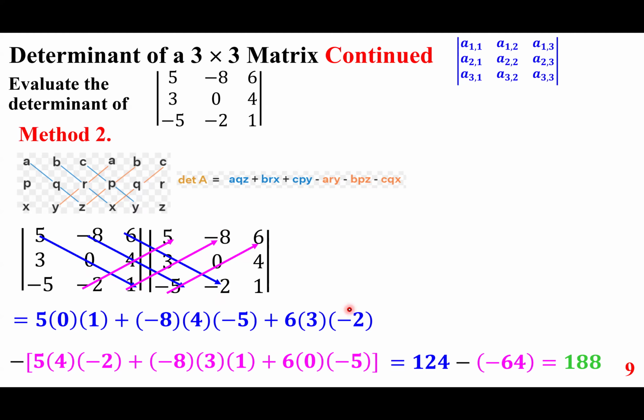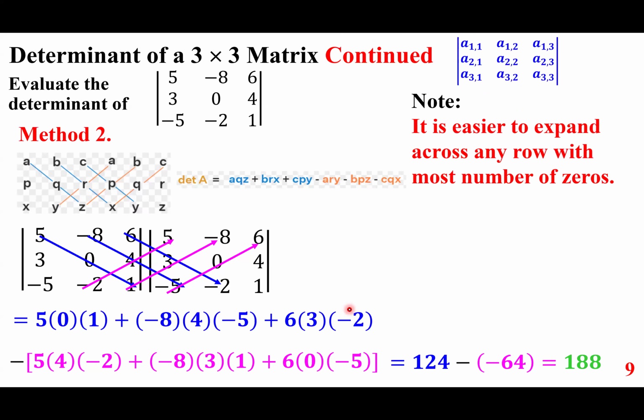124 minus 64 is 188. You can check it out if you want. It's a lot faster than what we did on the previous page. The note I want to add is very important. It is easier to expand across any row with the most number of zeros. So again, that would have been better if we wanted to do it with respect to the second row or second column. You can try it.